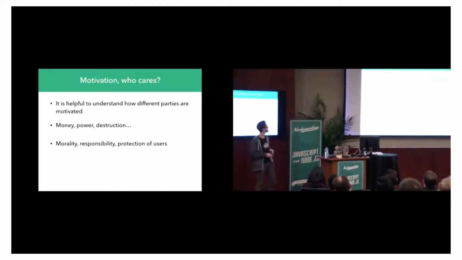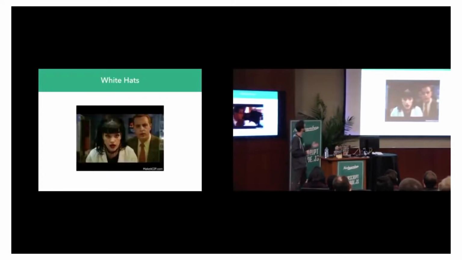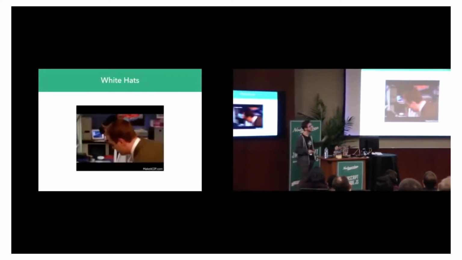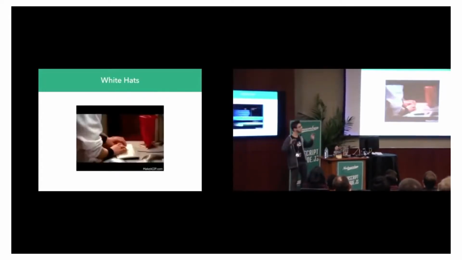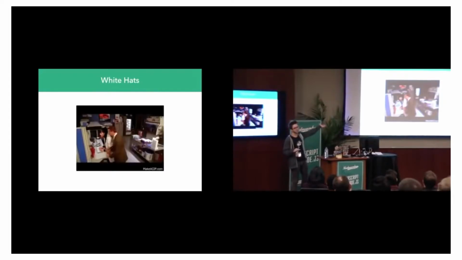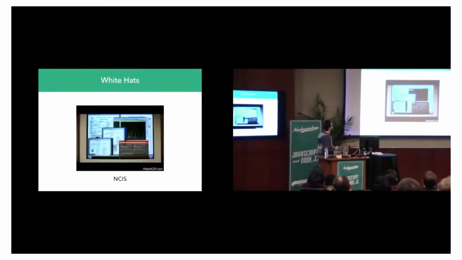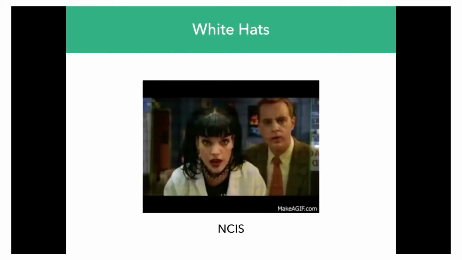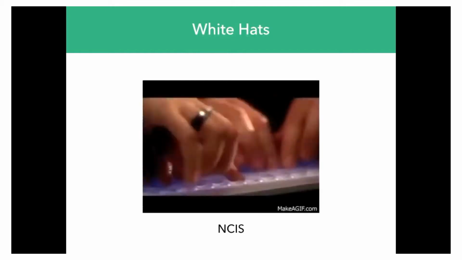Some people are different. So white hats are the people you think of when you think of NCIS, because you can type on a keyboard. Two people can type on a keyboard at the same time. We learned that from this. So this is what I do when I go to Oak Ridge. This is exactly what I do.